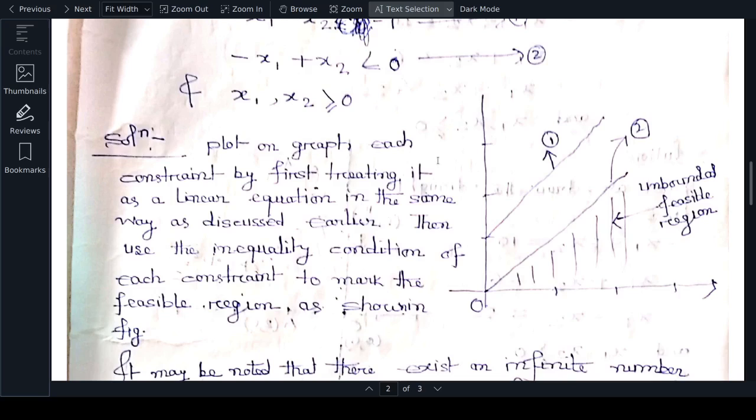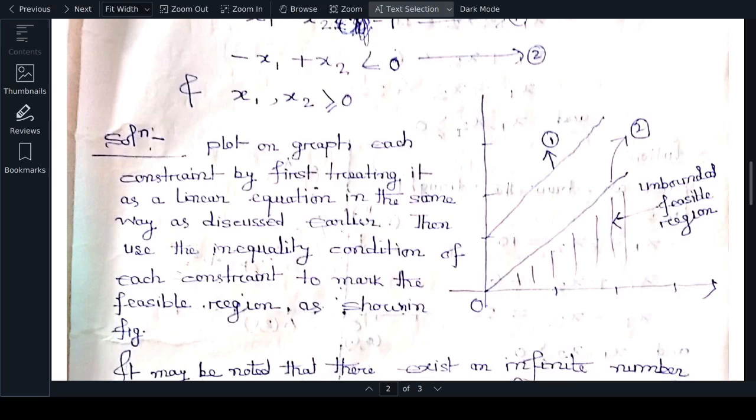Then it may be noted that there exists an infinite number of points in the convex region for which the value of the objective function increases as we move from the extreme point, the origin, to the right side. That is, both variables x1 and x2 can be made arbitrarily large and the value of the objective function z also increases. Thus the problem has an unbounded solution.